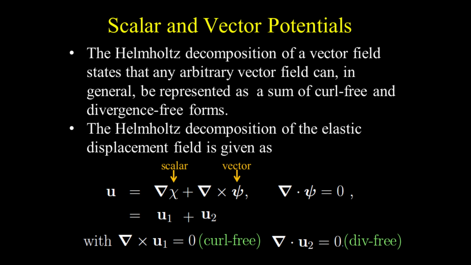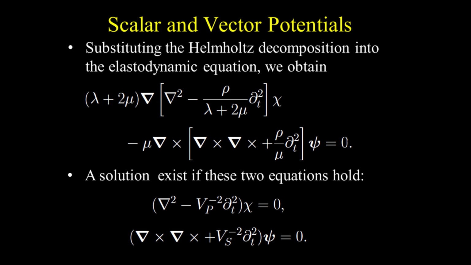So the gradient term is curl-free. That is, it does not include change of shape. And the curl term is divergence-free. That is, it does not include volumetric change. In other words, substituting the Helmholtz decomposition into the elastodynamic equation allows us to split the elastodynamic equation into two equations.